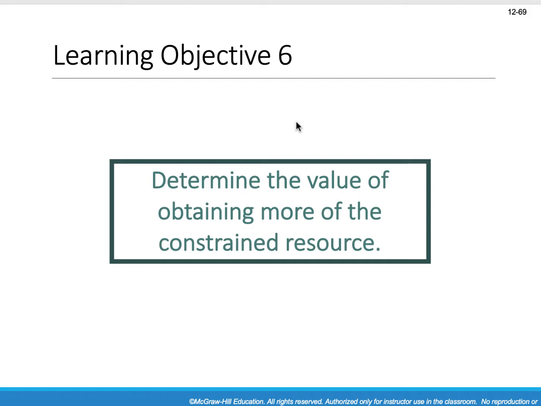So in this video, we're gonna continue on with that idea of a constrained resource, and we're also going to jump into our final decision, joint production costs and selling or process further decisions.